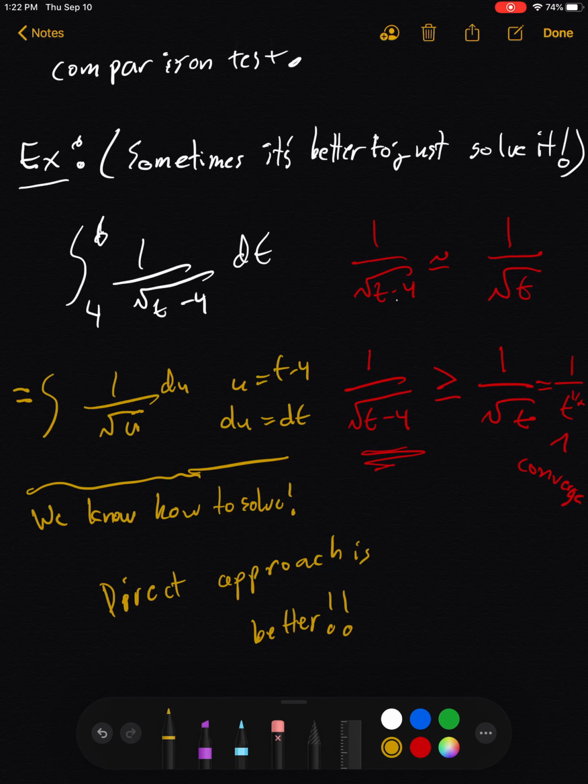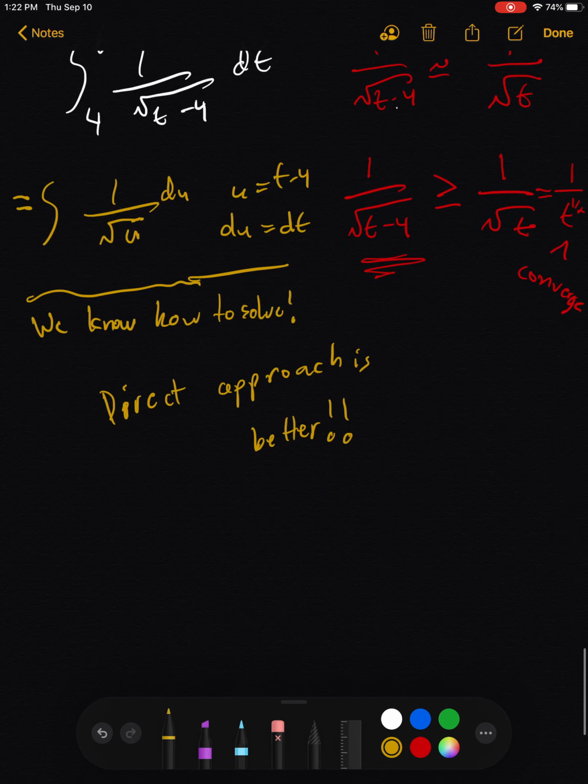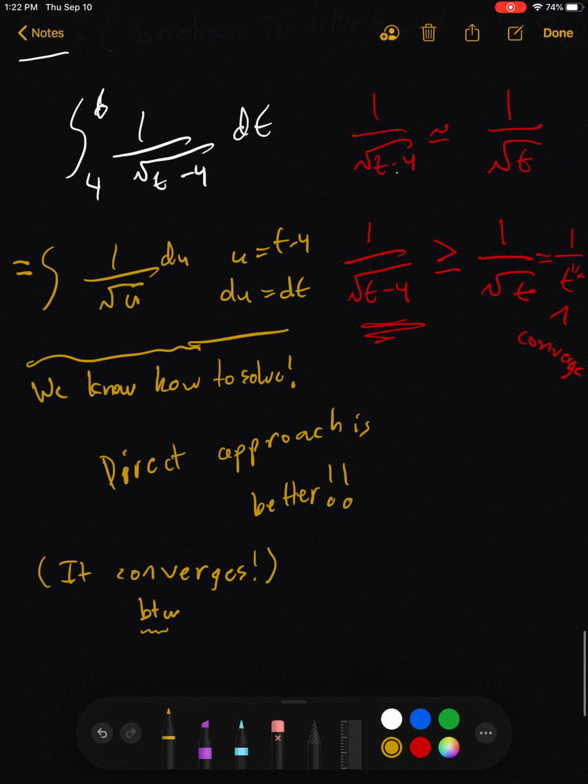If you go ahead and solve that, you should find that it converges. I'm out of time, so I'm not going to do it, but it converges. Because u to the negative 1/2, you would then take the antiderivative, making it u to the 1/2. And so you'll have a square root type function. When you plug in 6 and 4 into that square root function, you get real numbers as an answer, so you're going to get a real solution. So it converges. But I can find that without ever doing the comparison test.